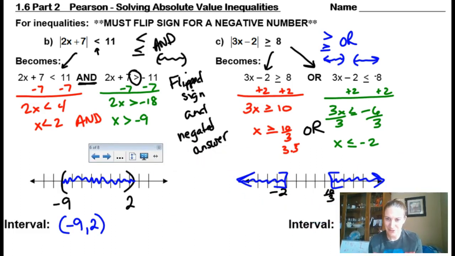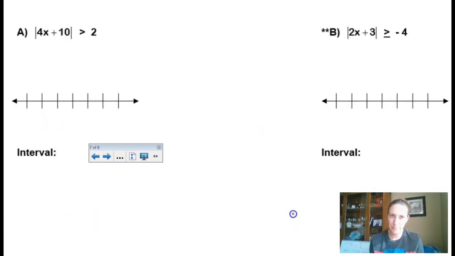When I go to write the interval here, it starts at negative infinity to negative 2, but then it jumps, remember we use the union symbol, 10/3 to infinity. There's your interval. Okay, so these next 2, 3, 4, whatever, are not going to be set up for you. You're going to have to do this with me.